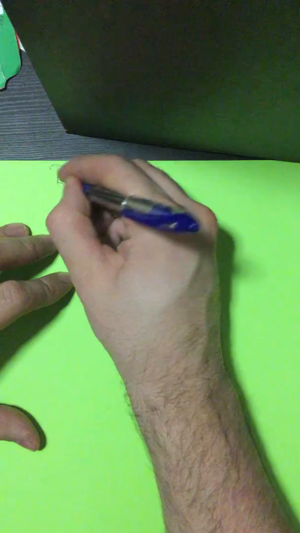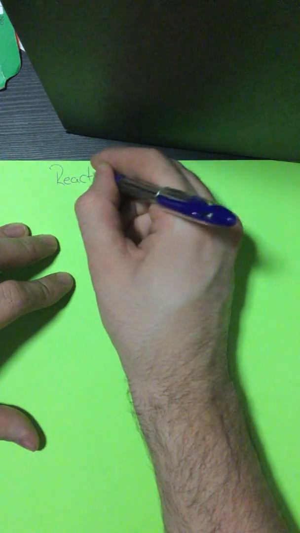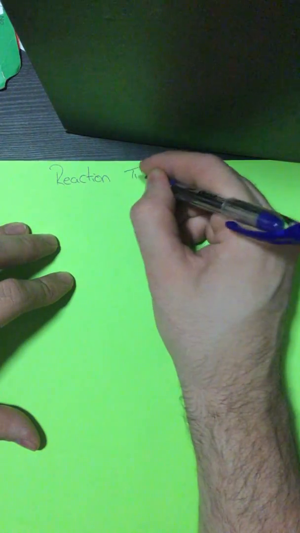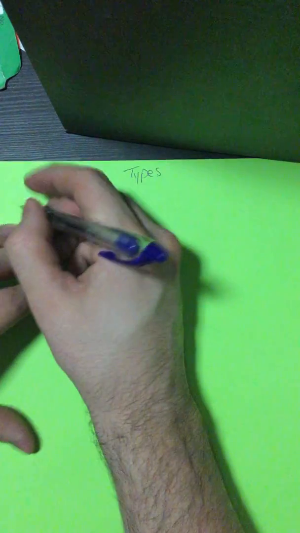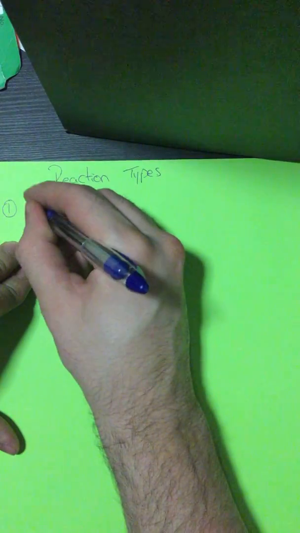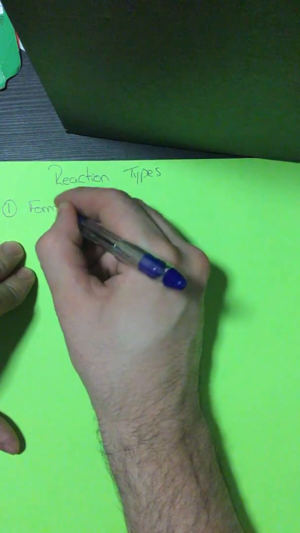All right, so in this video, we're going to discuss our 5 reaction types, and we're going to discuss them in the simplest terms possible. So, let's get started. So, the first one is going to be the formation reaction.